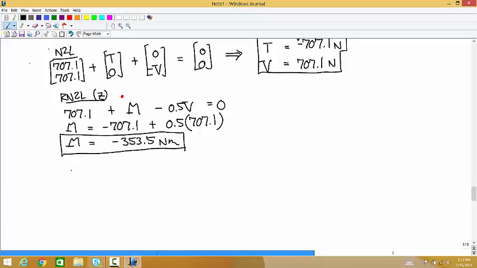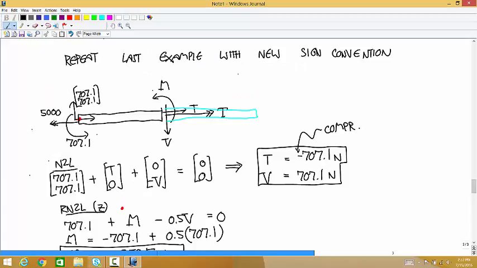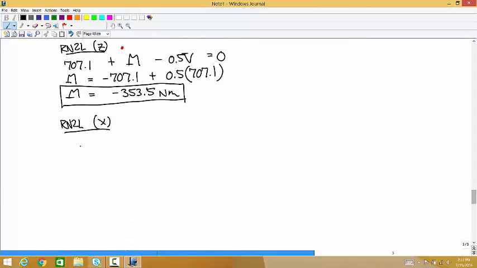And then the last one is that internal torque. That's the moment equation about the x-axis. So we have negative 5,000 plus fancy T is equal to 0. So fancy T is equal to 5,000 Newton meters.